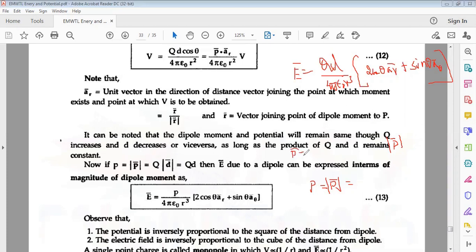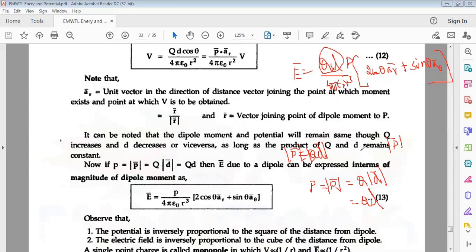It's a formula we have. Now applying the magnitude on both sides, Q is a constant, so magnitude of D bar, then it becomes QD. So P is equal to QD. So we can substitute QD with P. So E bar is equal to P by 4 pi epsilon naught R cube into 2 cos theta AR bar plus sin theta into A theta bar.